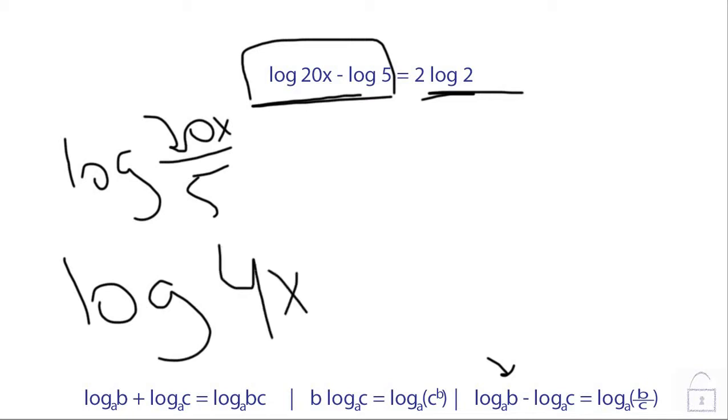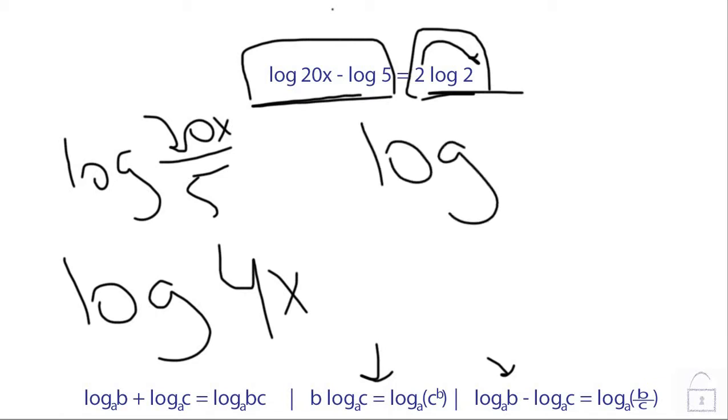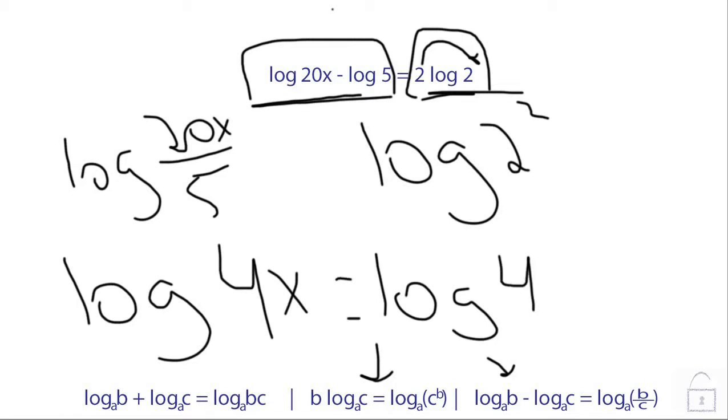All right, so now let's simplify the second side of the equation. We have 2 log 2. Looking at our second logarithm rule, the first 2 becomes the exponent for the second 2. So now we'll rewrite this as log of 2 squared, and then that will reduce to log of 4. And now we set both of those sides equal to each other.